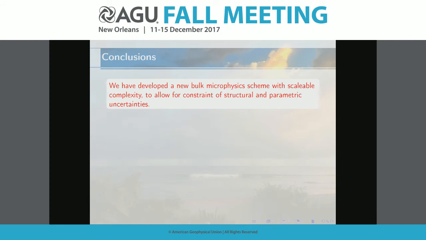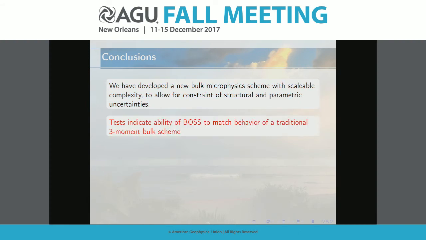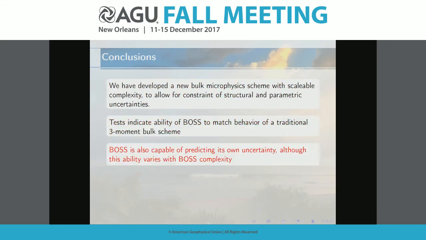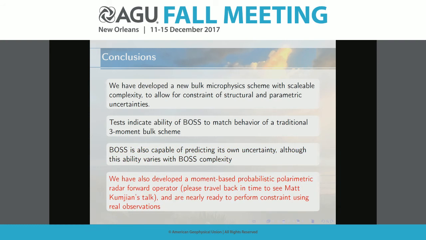Okay, so conclusions. We've developed this new scheme. The tests indicate that it's able to match an existing scheme, and it's able to predict its own uncertainty, which is an important characteristic. And we've also developed a moment-based probabilistic polarimetric radar forward operator. So please travel back in time to see Matt's talk if you're interested in that, Matt Kumjin. And we're nearly ready to perform constraint using real observations. So that's the future. Thank you very much.